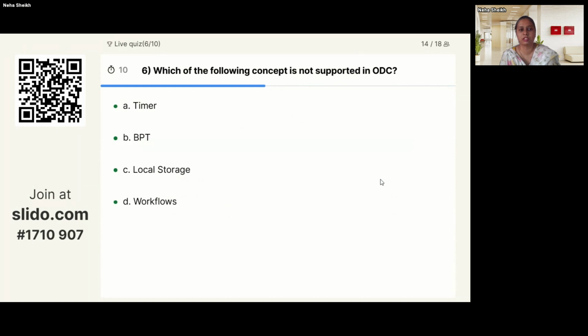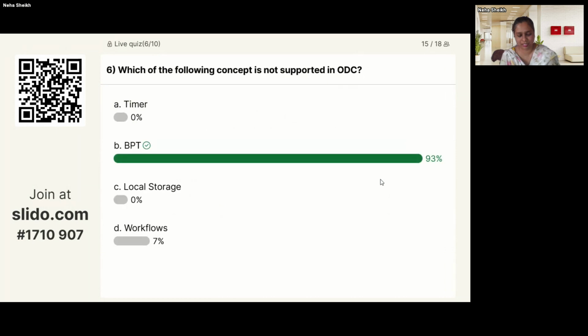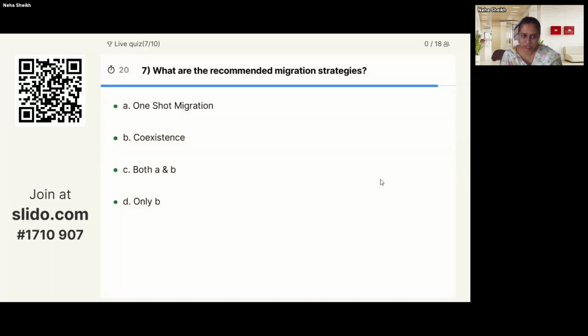Okay, I guess everyone should know this now. Okay. The answer is PPT. Maximum people got that correct. Workflows are supported, guys, in ODC. Okay. Let's go to the next question. What are the recommended migration strategies?